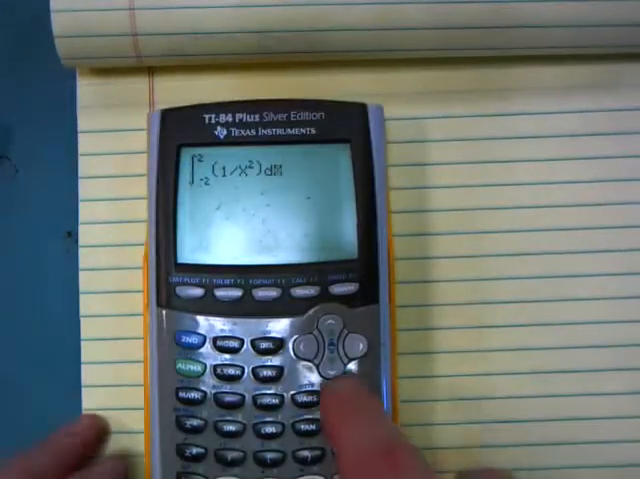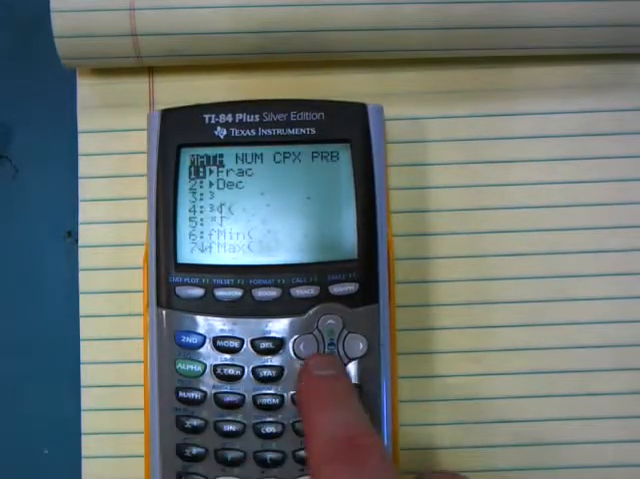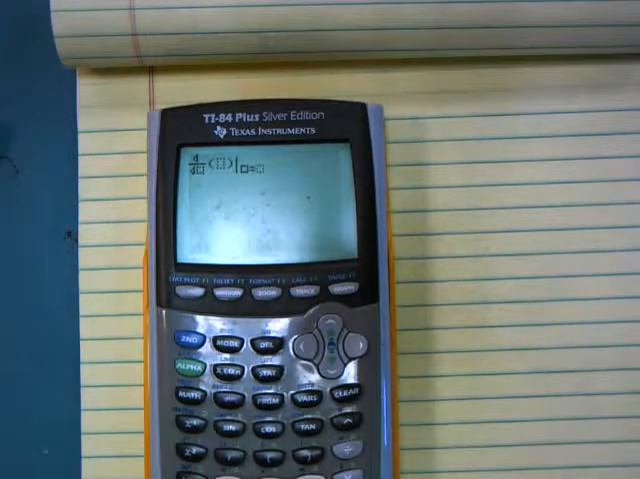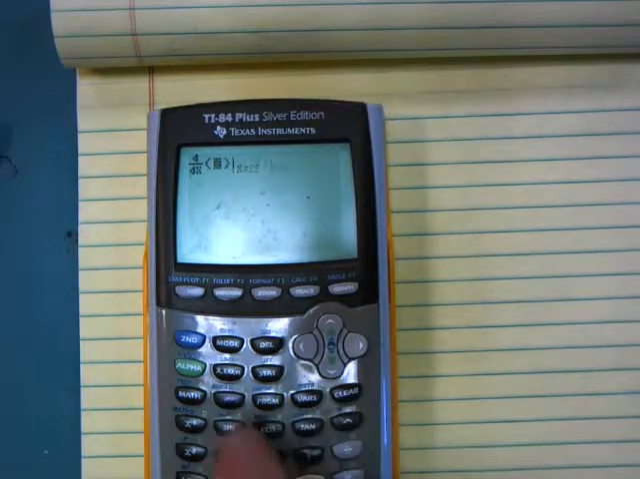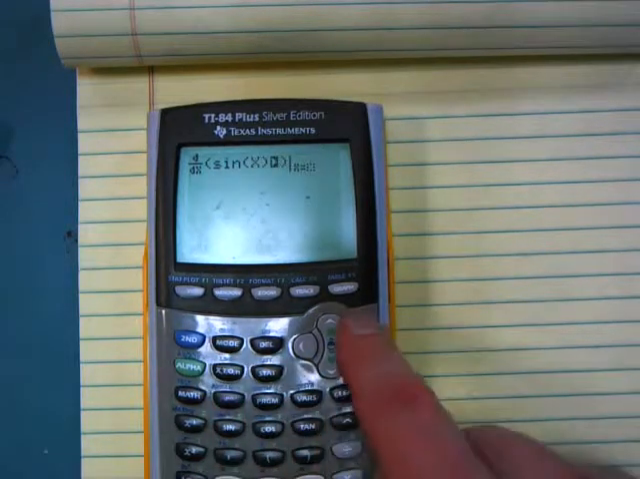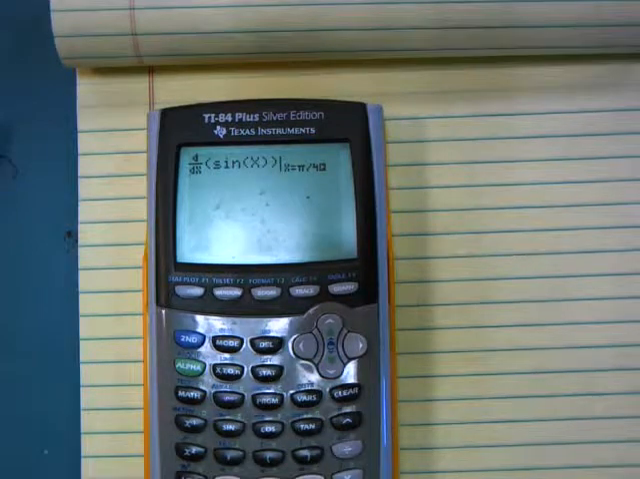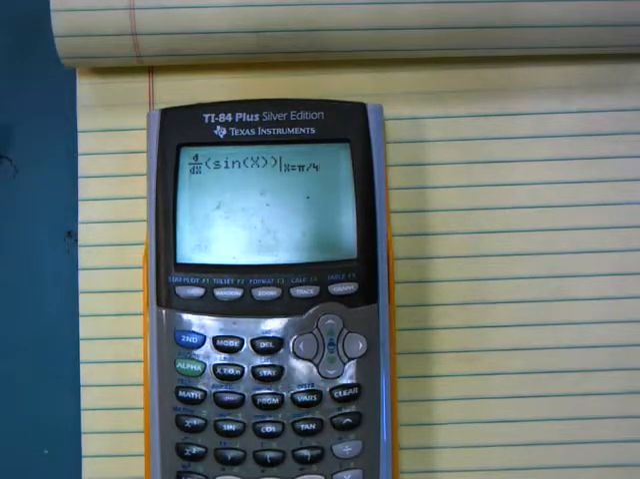For those of you who didn't know, the calculator also does derivatives. But again, it only does the derivative at a value. So it won't tell you the derivative of sine is cosine. But it will tell you, for example, if I say I want the derivative with respect to x of sine x at pi over 4, it will tell me the answer is 0.01745.